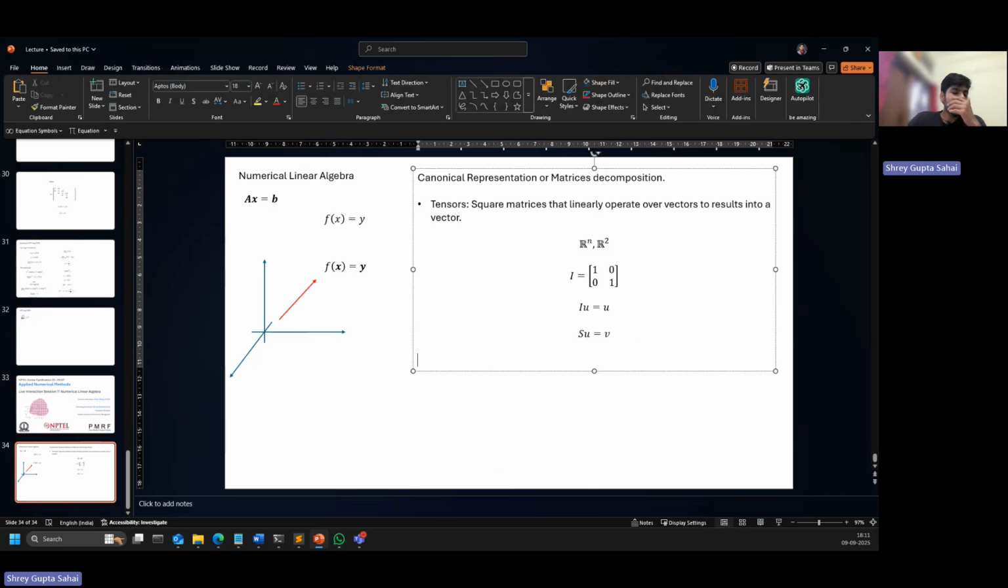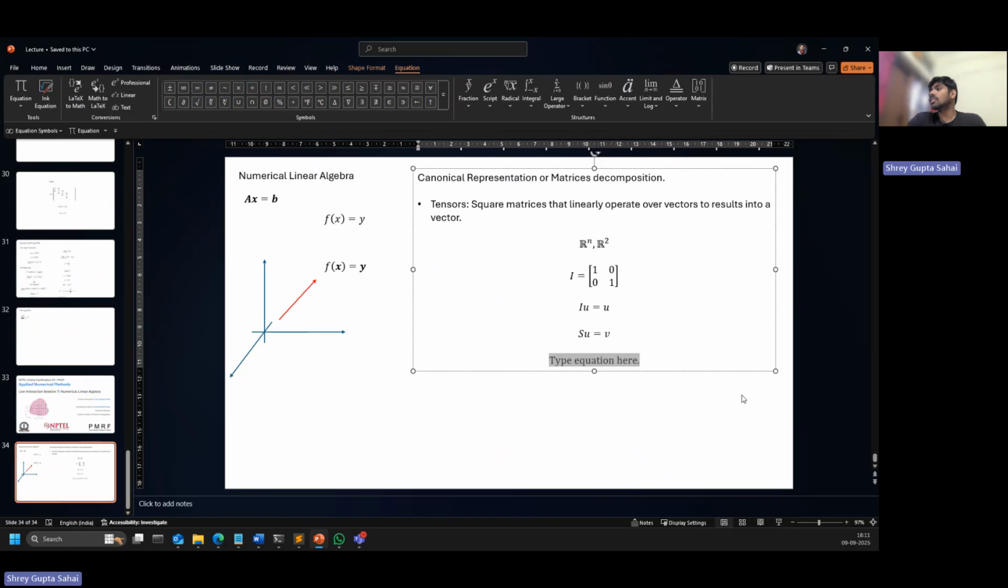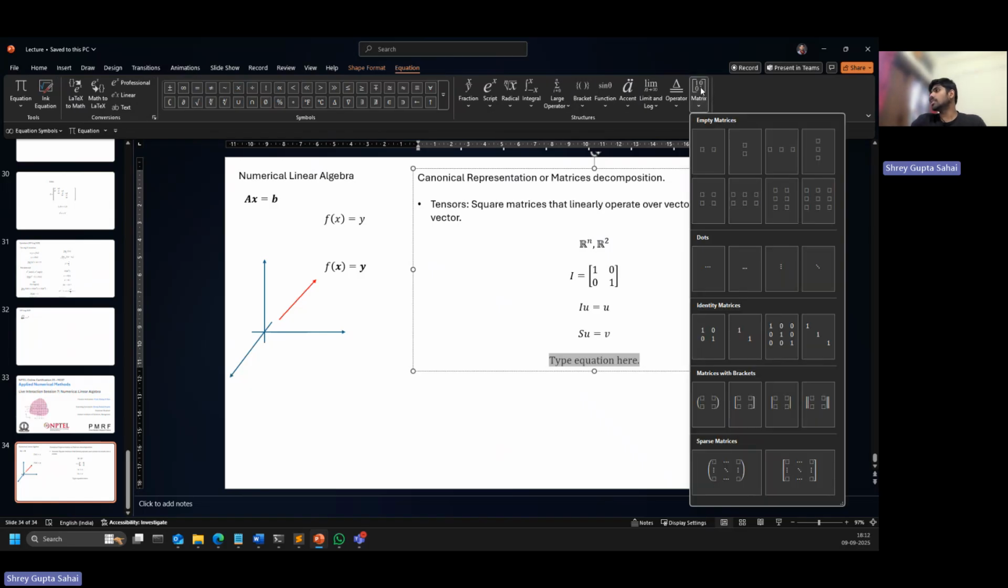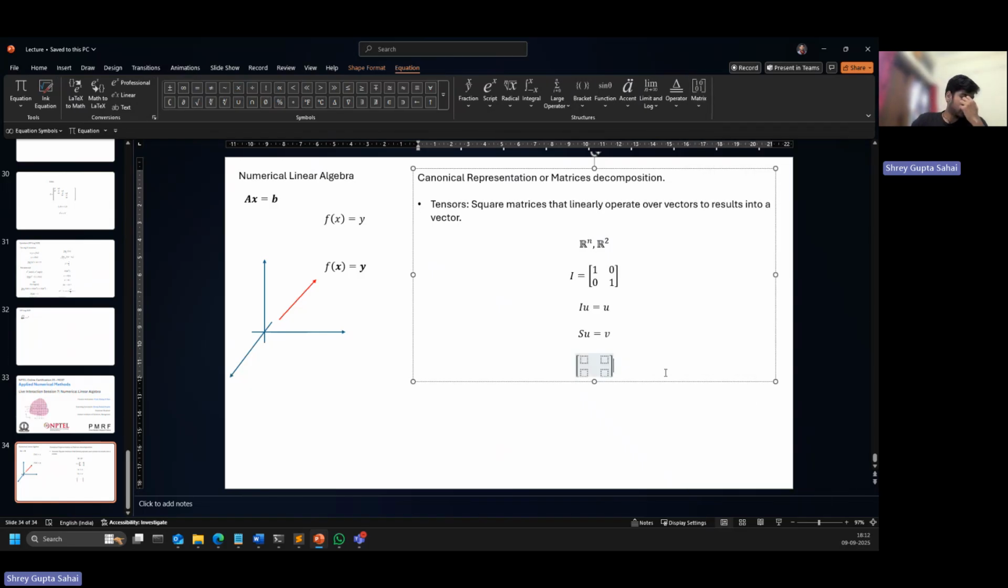Note that a tensor is a square. The way tensors are defined, the V and U remain in the same dimension, so the vector's dimension is not changed as far as this is concerned. And essentially, there are other tensors as well. So let's look at some other tensors, some famous tensors.